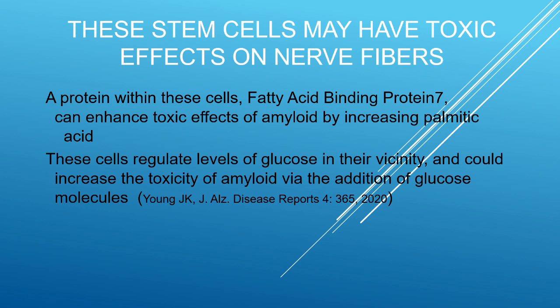Another feature of these stem cells found in this area is that they have a very specialized glucose metabolism. And by regulating the amount of glucose in the area, they could perhaps change the amount of glucose that attaches to amyloid. And it's known that glucose enhances the toxic effects of amyloid precursor protein, and therefore could stimulate the death of neuronal structures.